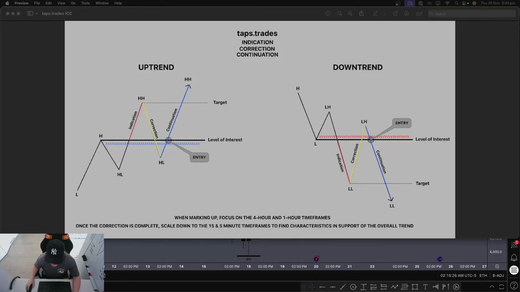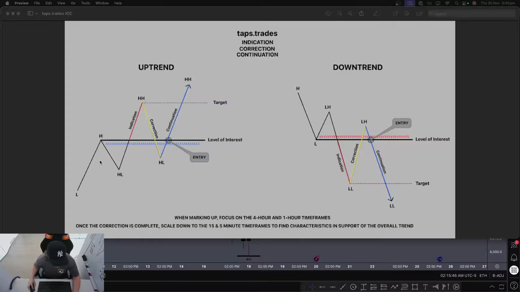So the market either needs to be creating higher highs and higher lows, which is an uptrend, or the market needs to be creating lower lows and lower highs for it to be considered a downtrend. Those are the characteristics of both an uptrend and a downtrend.